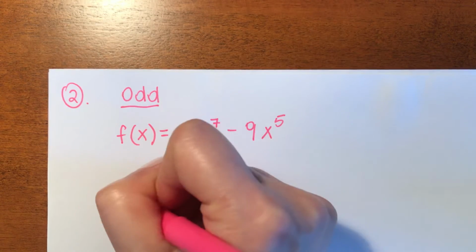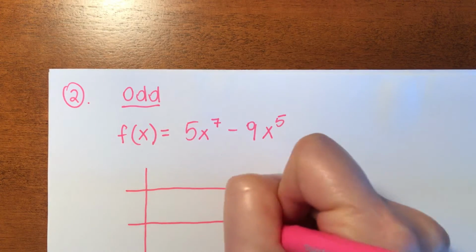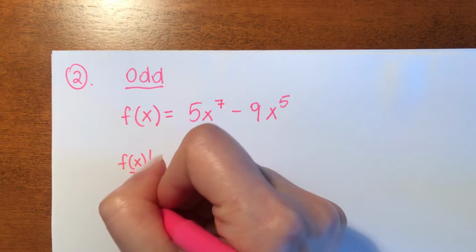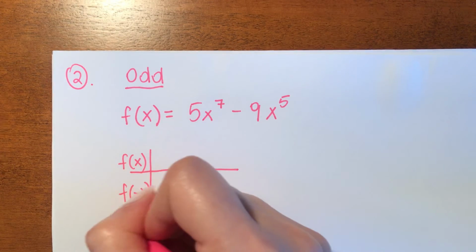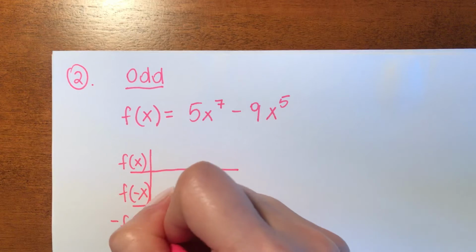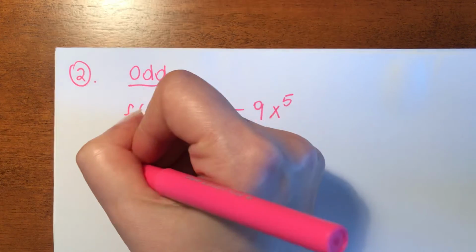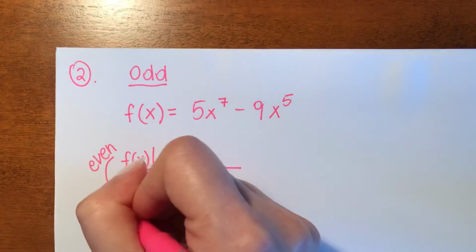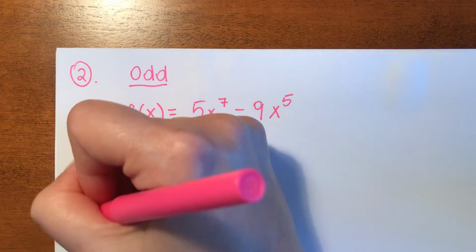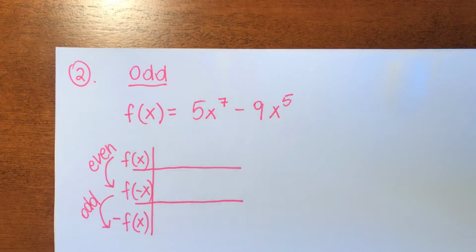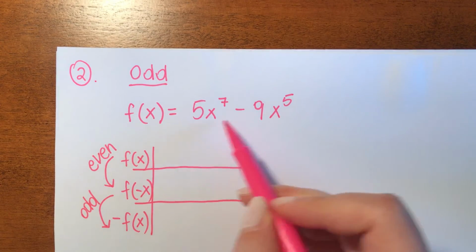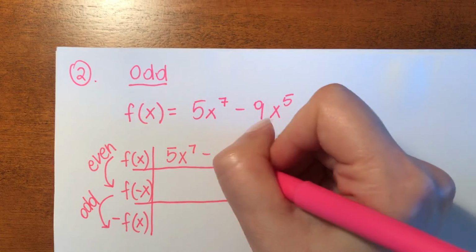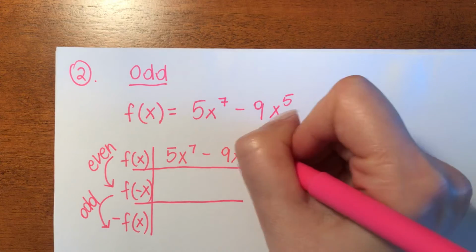So I have f of x. Next, I have f of negative x. And lastly, I have negative f of x. Now if the first two are the same, we have an even function. If the last two are the same, we have an odd function. So we know what f of x is, it's given. I'm just going to rewrite this: 5x to the 7th minus 9x to the 5th.